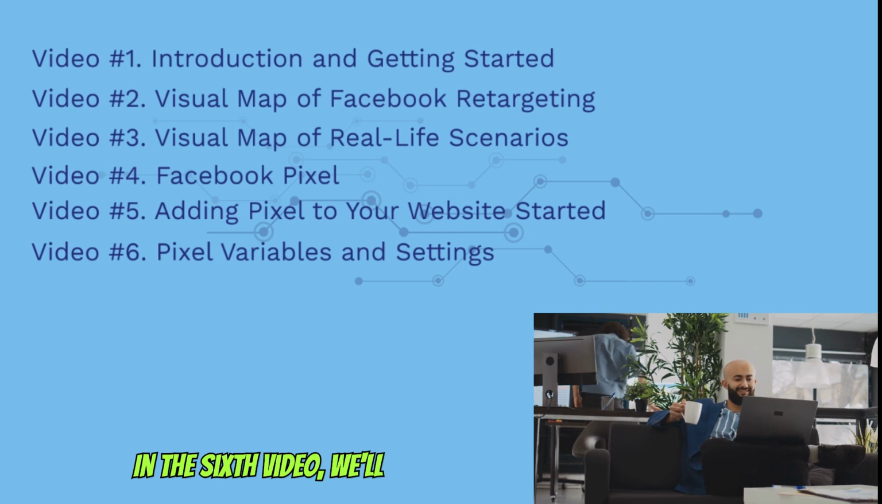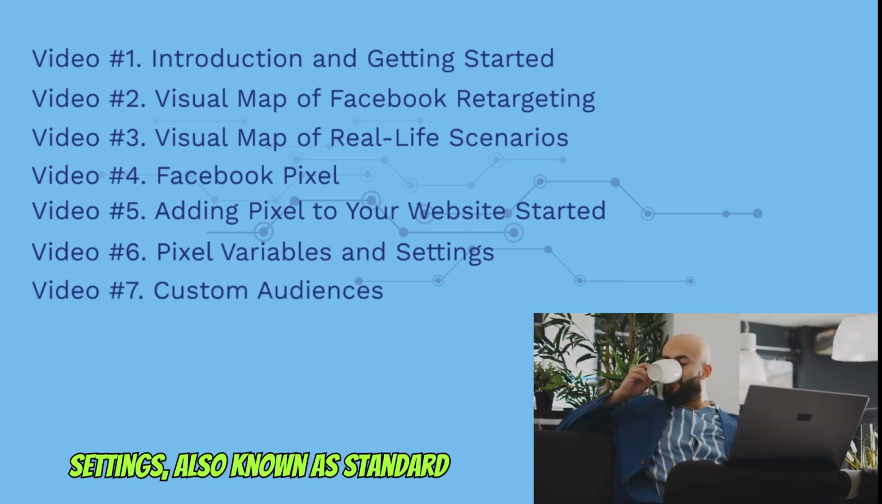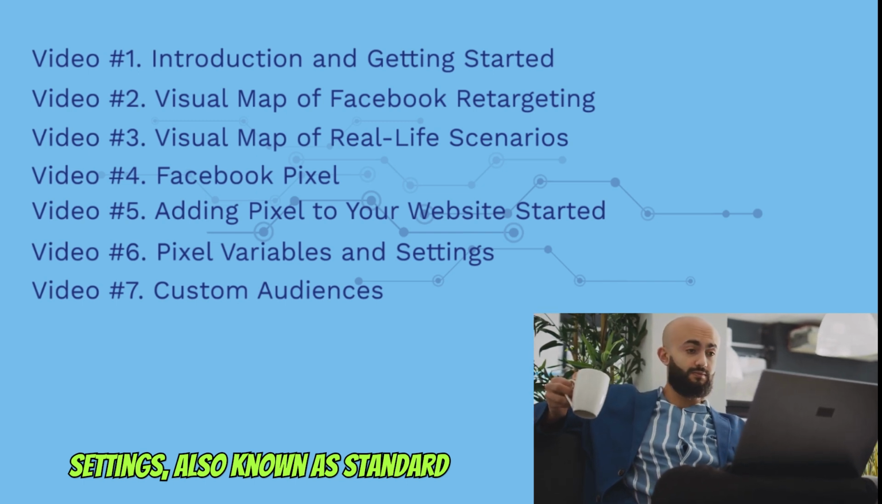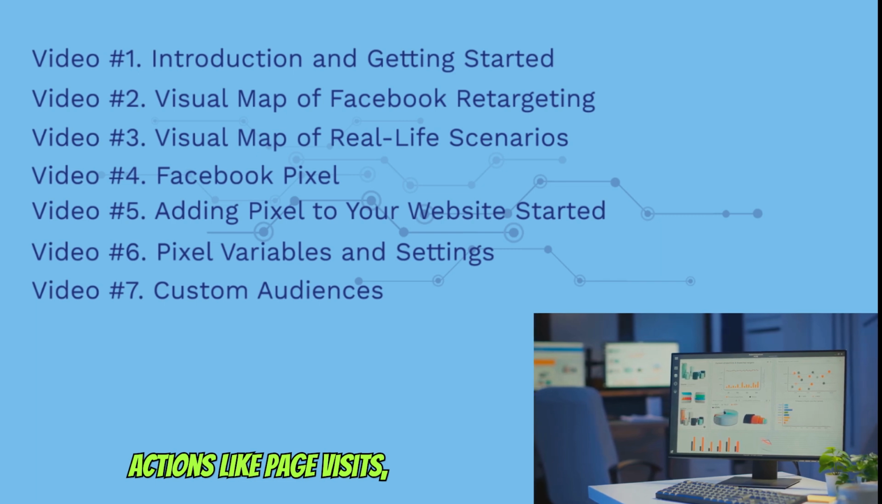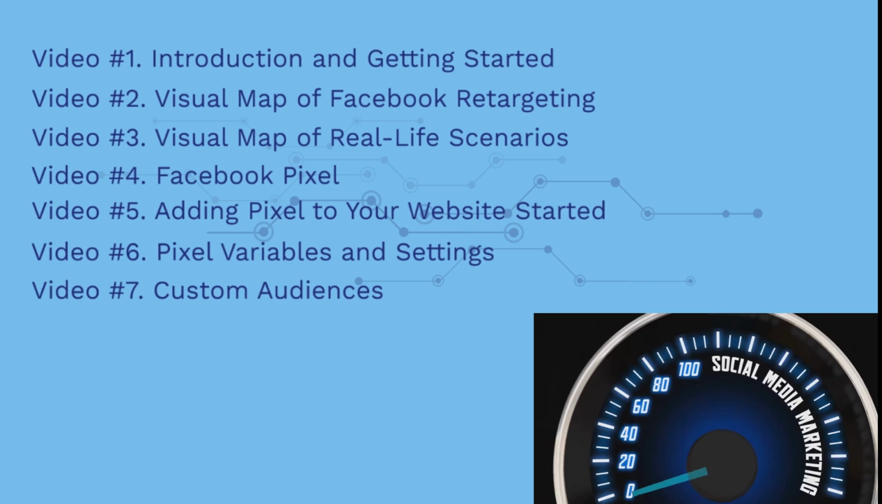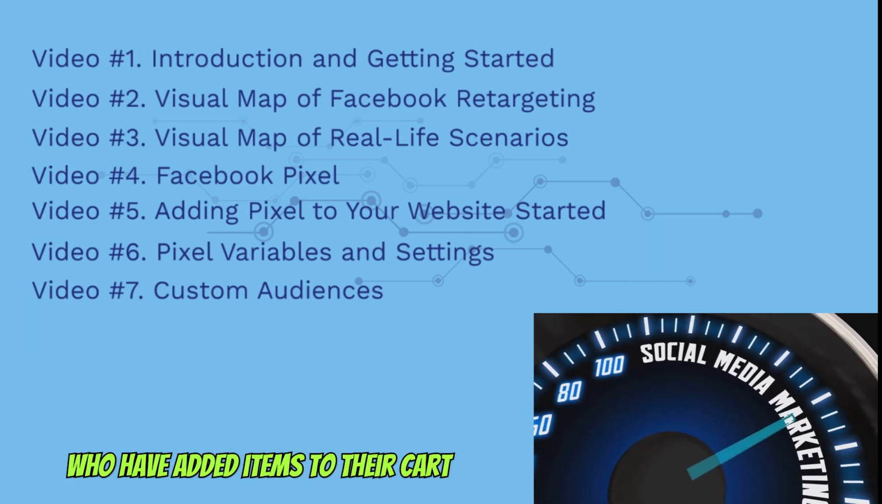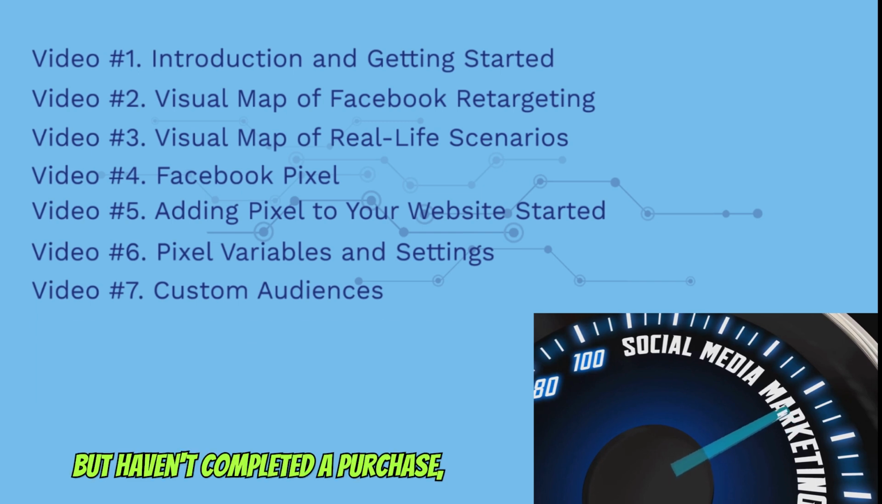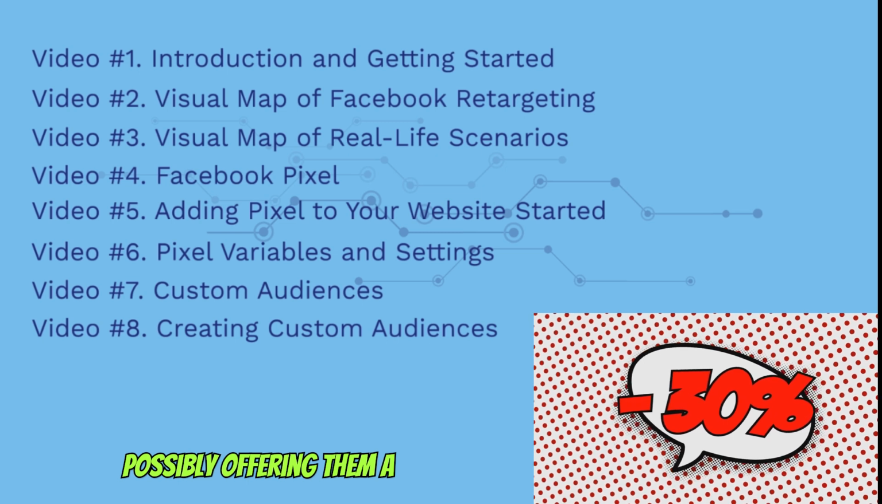In the sixth video, we'll explore pixel variables and settings, also known as standard events. This includes tracking actions like page visits, leads, and cart additions. I'll also show you how to retarget people who have added items to their cart but haven't completed a purchase, possibly offering them a discount.